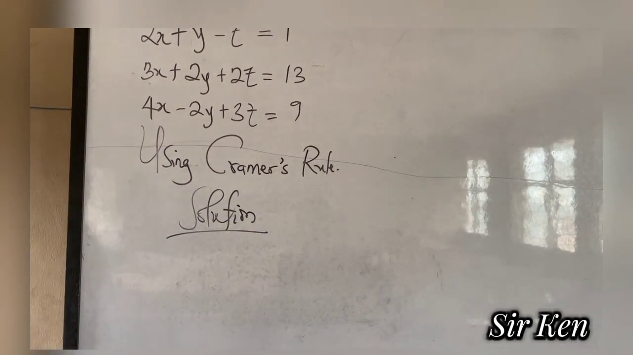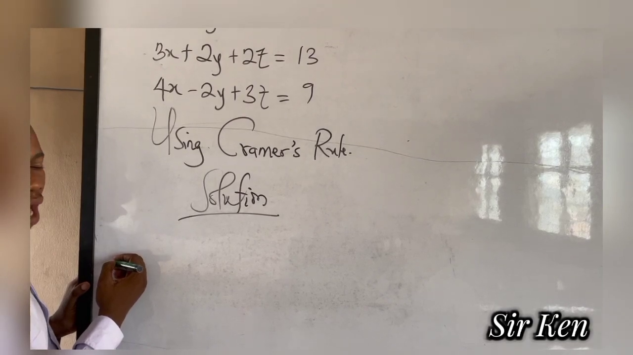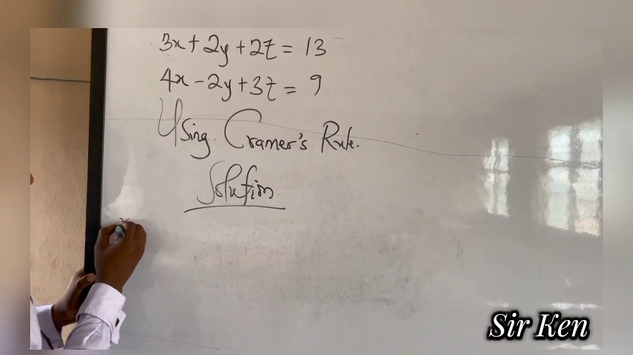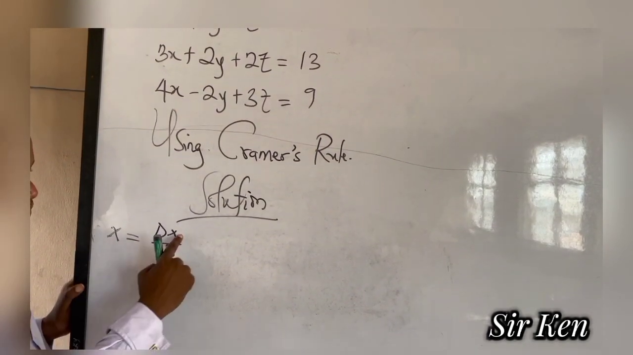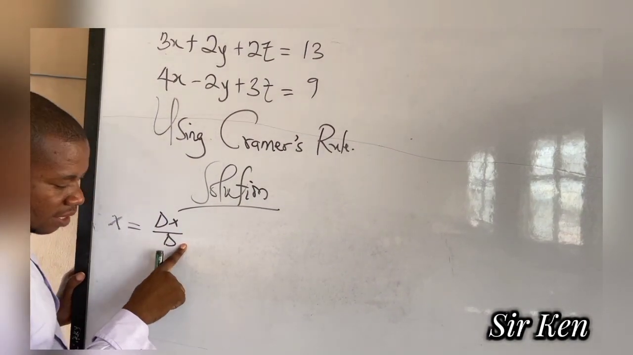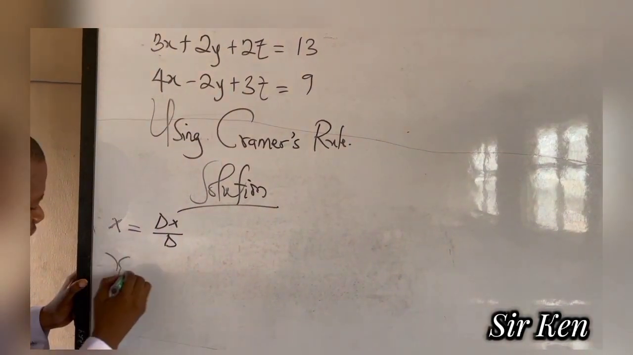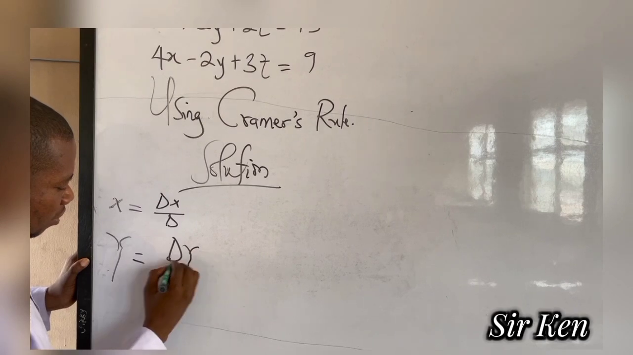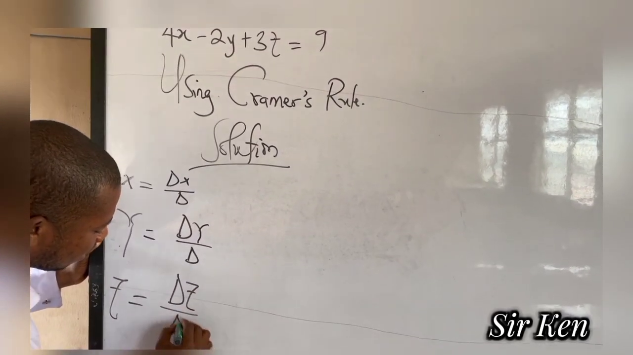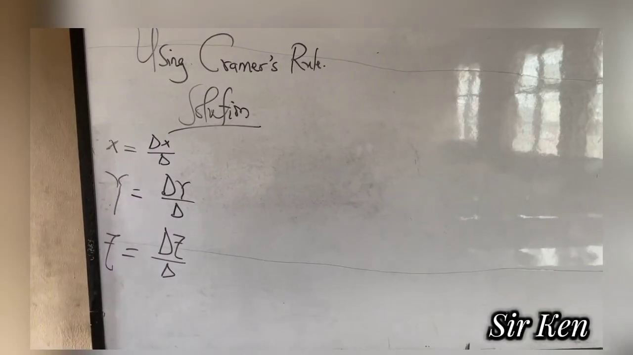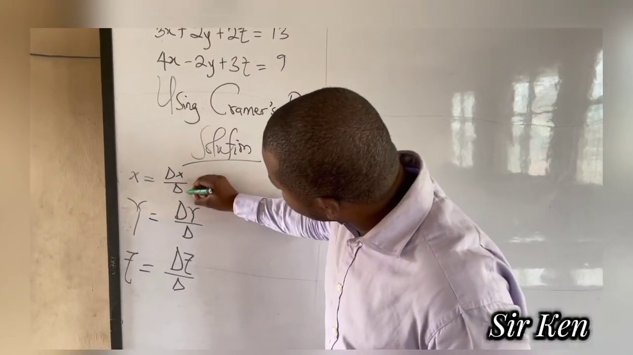The first thing you need to know about Cramer's rule is this: x is given as Dx over D, meaning that for you to get this x, you must first and foremost look for your determinant D. Then for you to get y, y is Dy over D, and finally z is equal to Dz over D. So the moment you're able to know this, I believe you are good to go. Very simple.